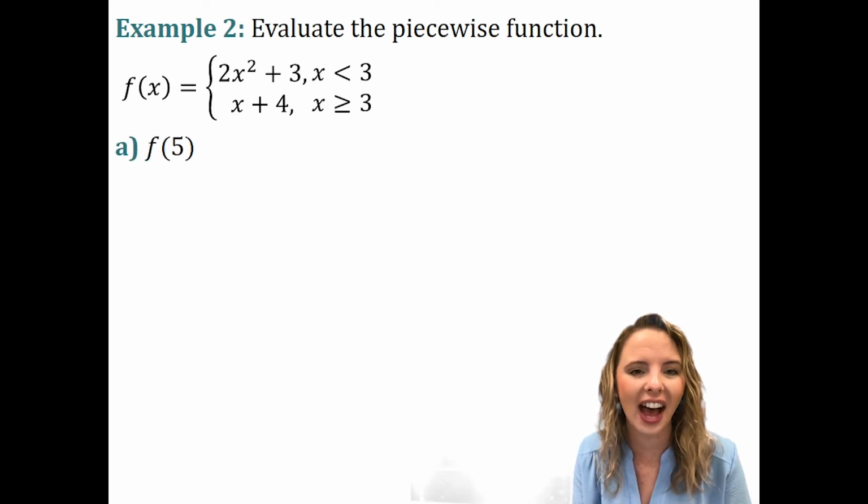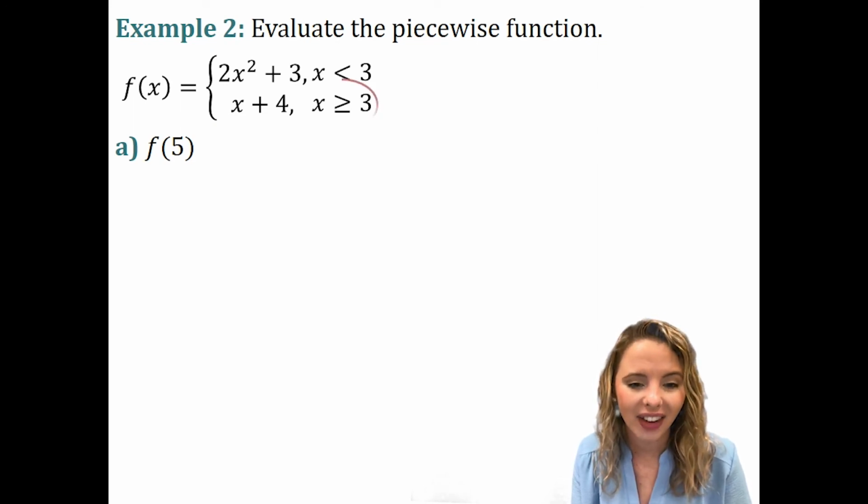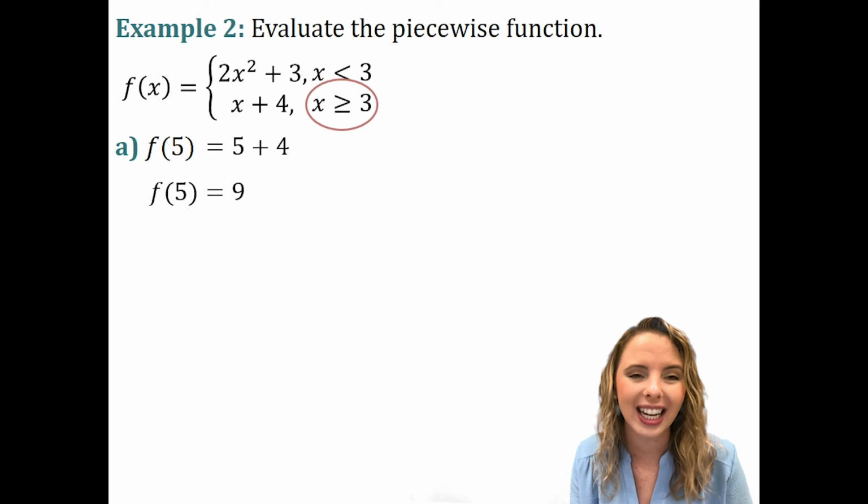Let's evaluate it for 5. Is 5 less than 3? Or is 5 greater than or equal to 3? 5 is greater than or equal to 3. So we have f of 5 equals 5 plus 4, which is 9.